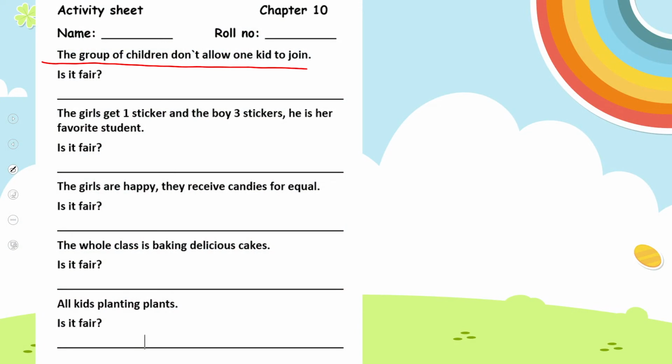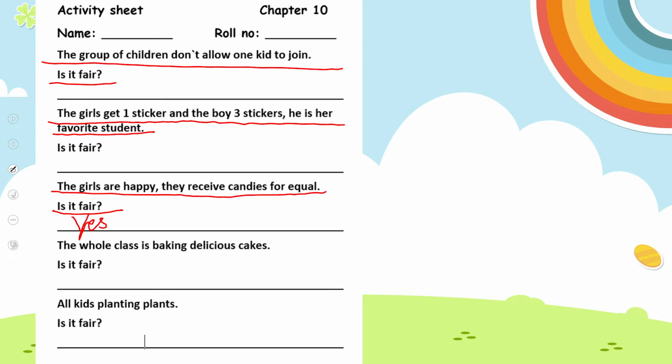The group of children don't allow one kid to join. Is it fair? No, it is not a fair decision. The girls get 1 sticker and the boys get 3 stickers. He is her favorite student. So is it fair? No, it is not fair. The girls are happy then receive candies for equal. Is it fair? Yes, it is fair.